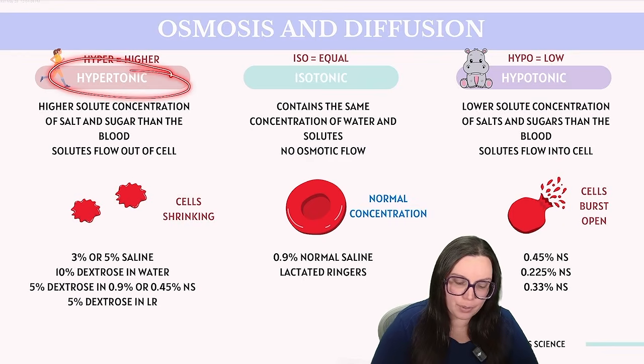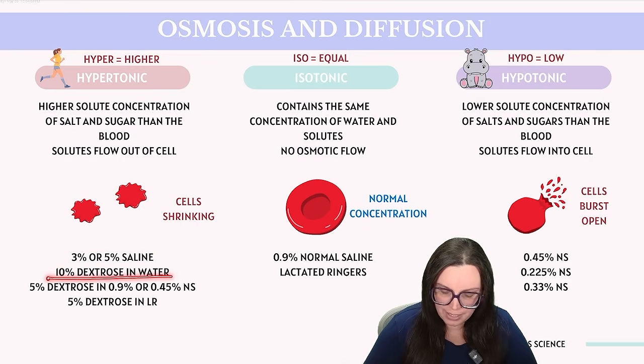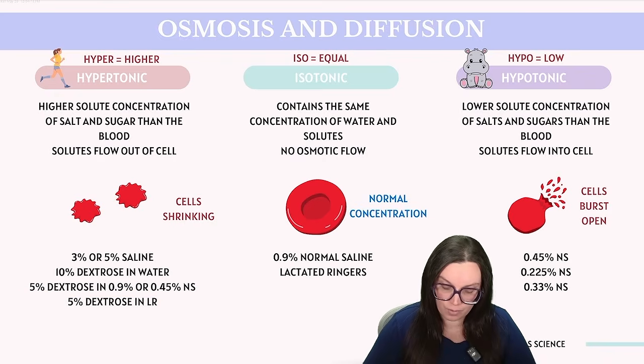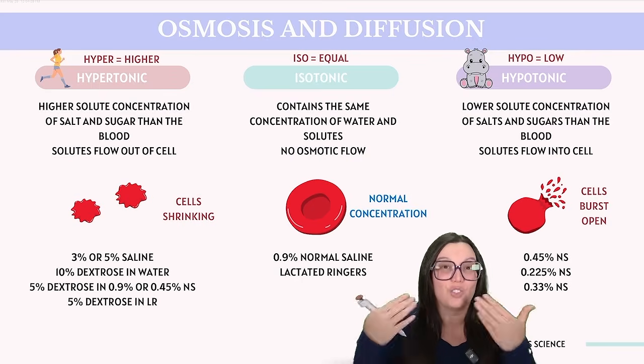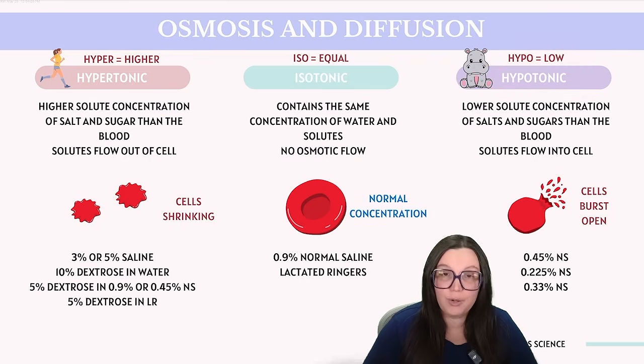If you're looking at hypertonic, hyper meaning higher, you're going to see a lot higher numbers. You're going to see 3% to 5% saline, 10% dextrose in water, 5% dextrose in normal saline or half normal saline. You're going to even see 5% dextrose in lactated Ringer's. So you're going to see higher percentages, meaning that there's higher solutes. In contrast, where we're talking about hypotonic solution, hypo meaning low, you're going to see lower concentrations, right? So you're going to see half normal saline. You're going to see 0.225% normal saline and 0.33% normal saline.